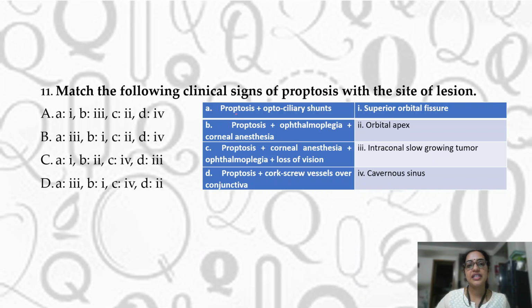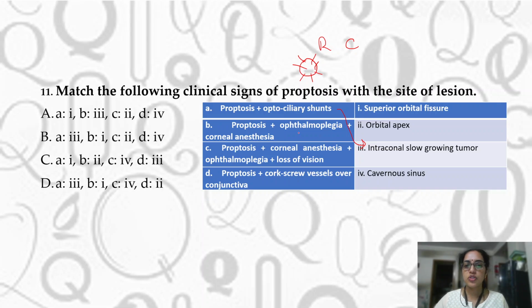Match the following clinical signs of proptosis with the site of lesion. Suppose there is proptosis with optociliary shunts. Optociliary shunts are small shunt vessels seen in the optic disc that are formed between the retinal circulation and the choroidal circulation. The choroidal circulation is present in the peripapillary area, and the retinal circulation arises from the center of the disc. When these collaterals are formed, it signifies long-standing optic nerve compression. So the answer for A is intraconal slow-growing tumor.